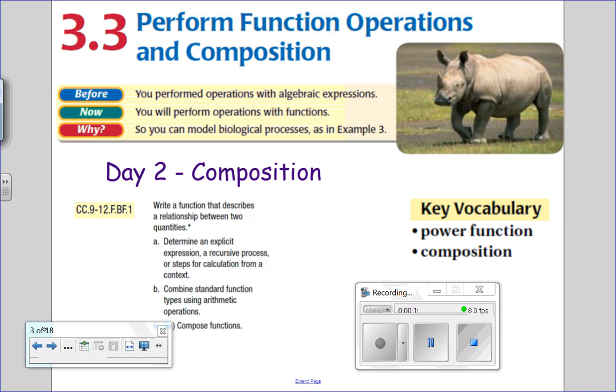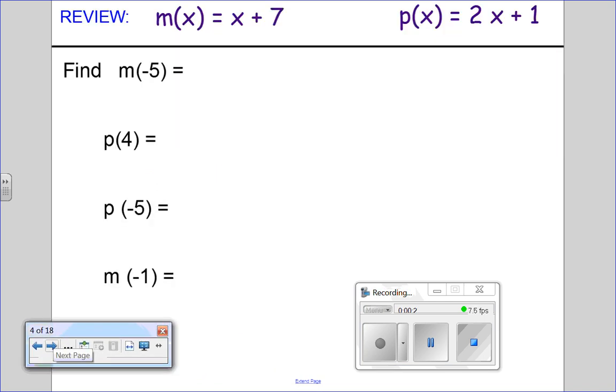All right, we're going to start with a review. We are reviewing function notation. What we have up here is, read m of x equals x plus 7, and then p of x equals 2x plus 1. That's how you would read that.